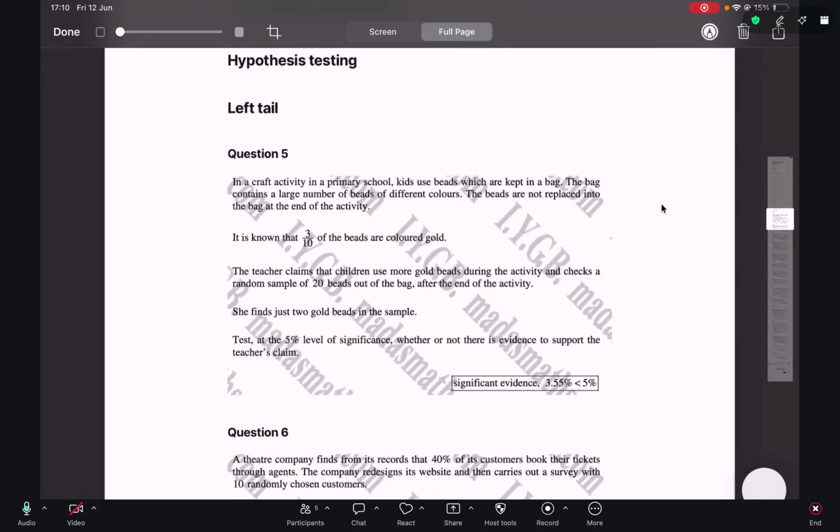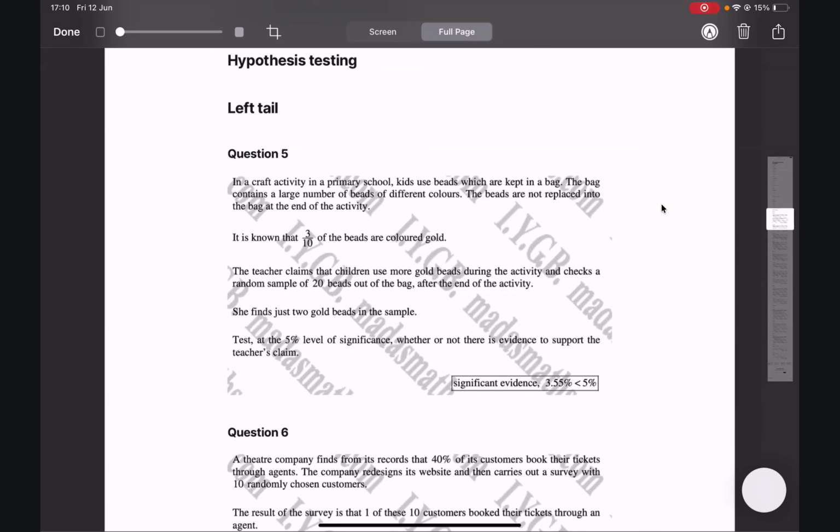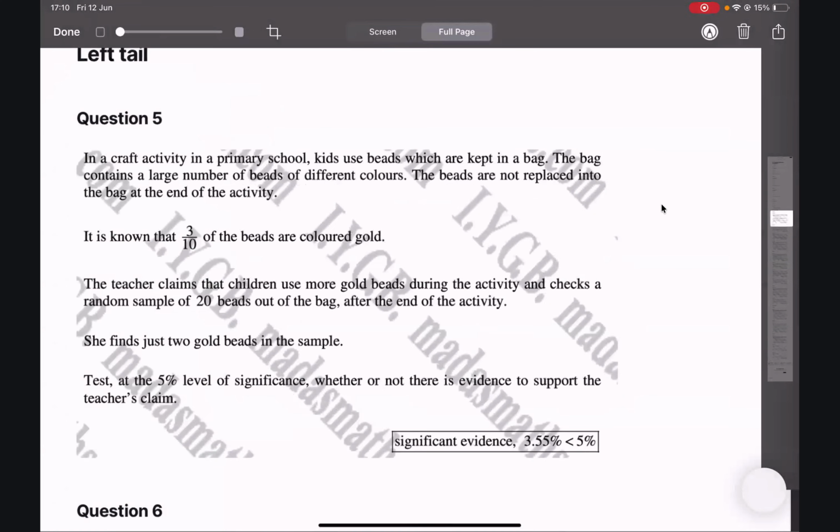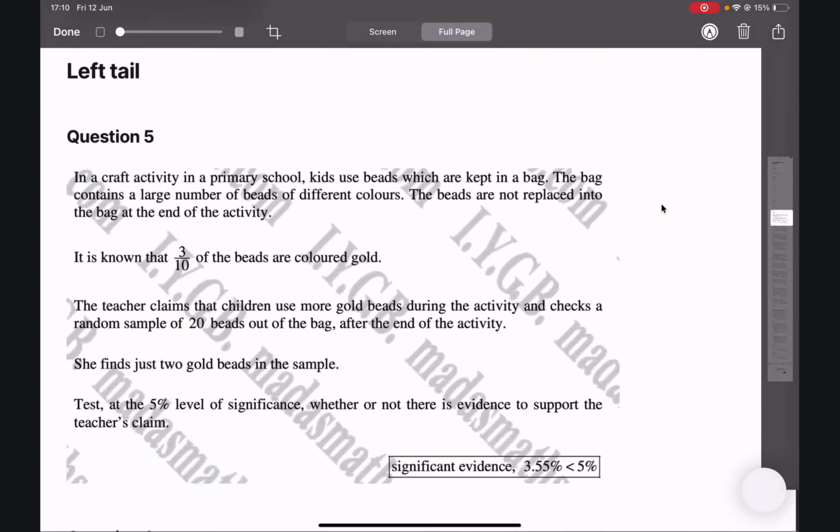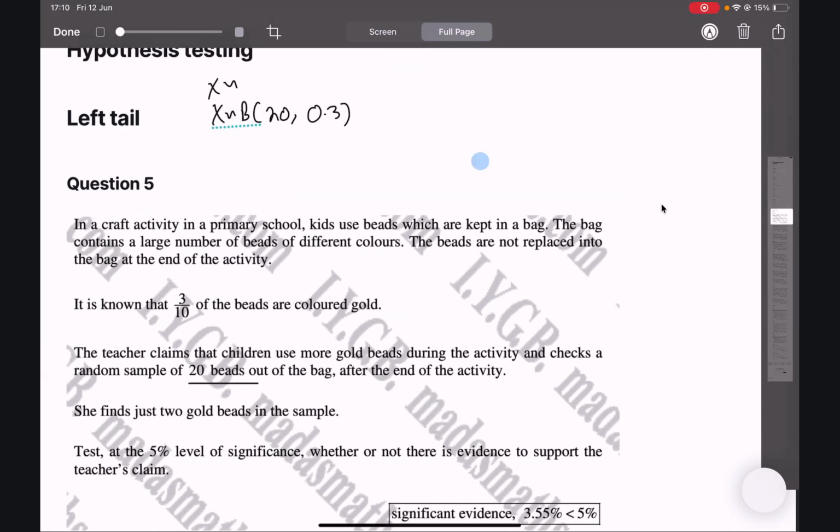Okay, so we'll go through the steps for this question, then every question is kind of similar. Whenever you get a hypothesis testing for binomial, just say X ~ B, and then the number of trials and the probability of success. The number of trials in this question is 20, and the probability of success is 0.3. So that's your distribution.